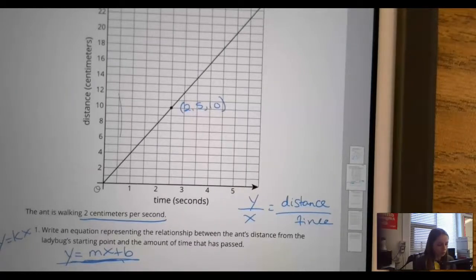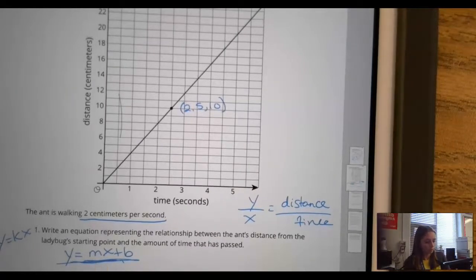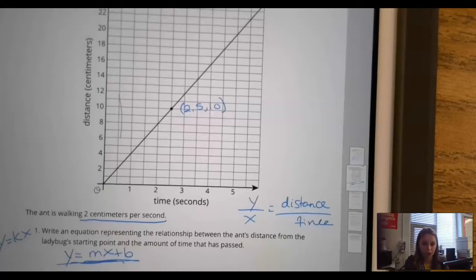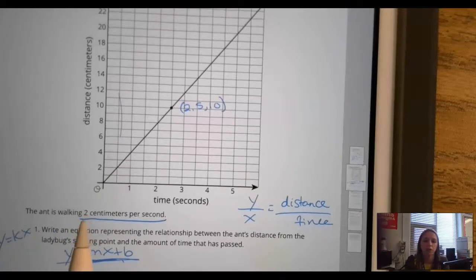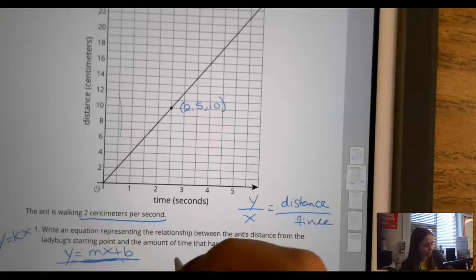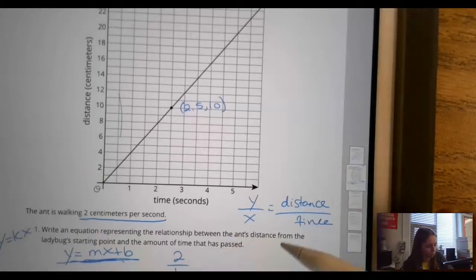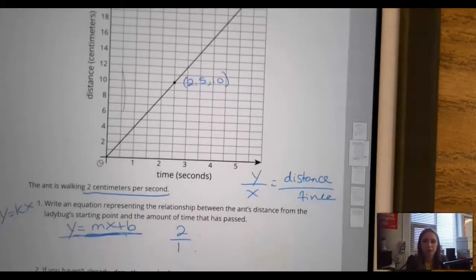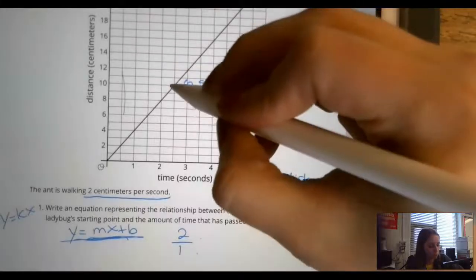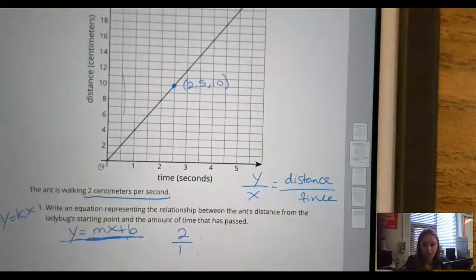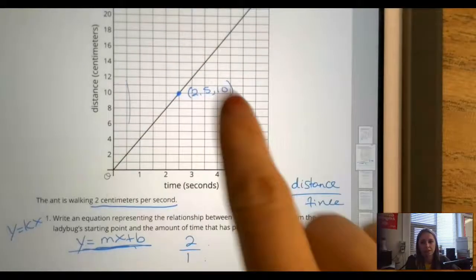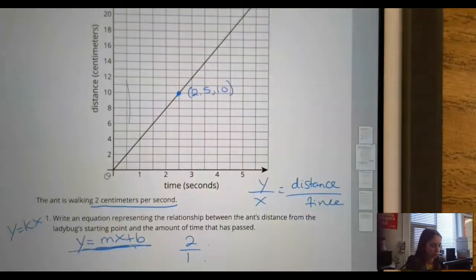Alright, so what we can do here is figure out what our slope is, or our rate of change. Well, they told us he's walking 2 centimeters per second. So if I think of y over x, it'd be 2 over 1. So 2 centimeters per second. So what we can do is start at this point where we know they intersect. And from there, we can continue to plot points to see where our ant hits the y-axis.